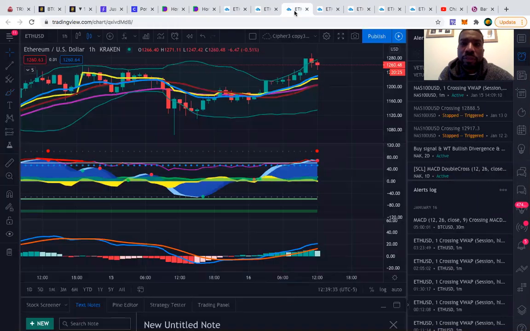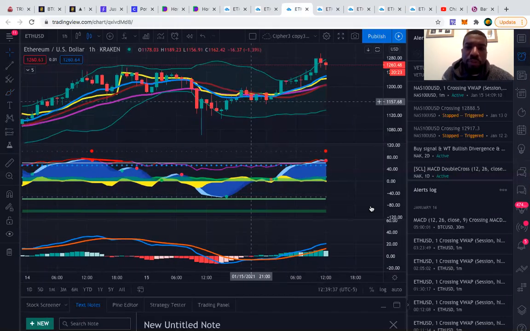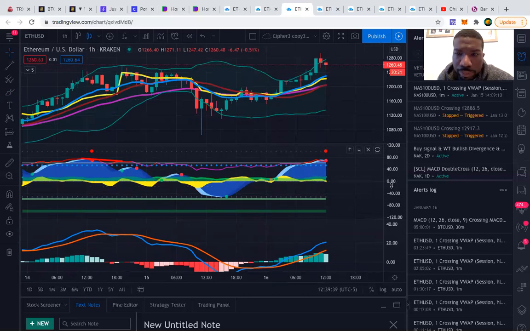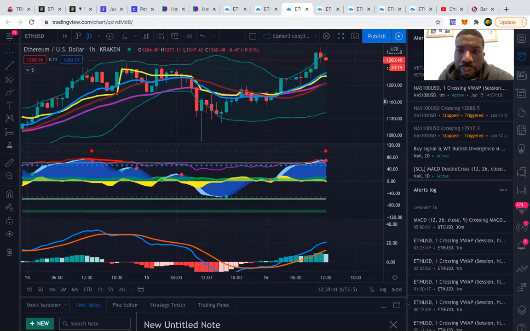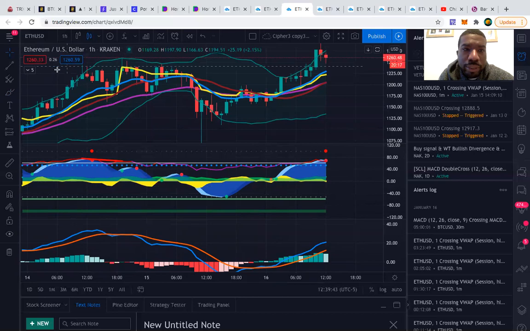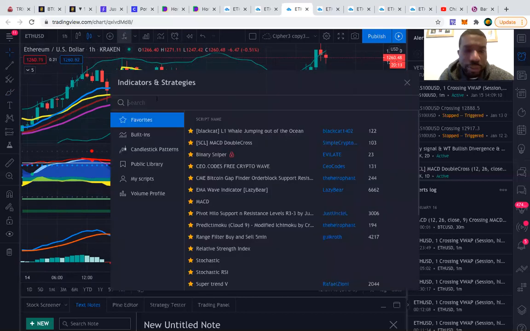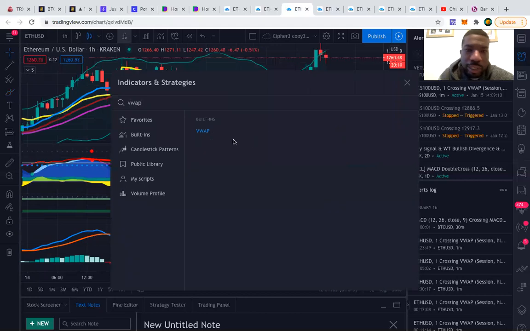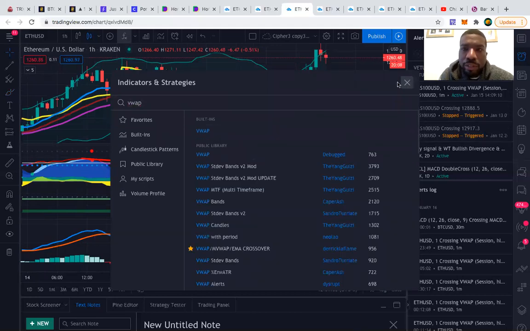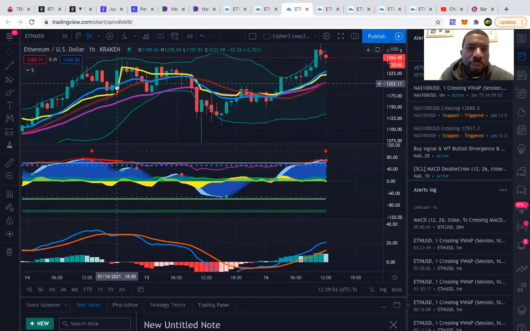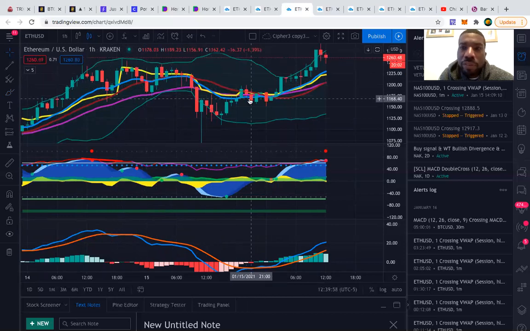Here we go. So this is Ethereum, right? This is what we do here. We have Bollinger Bands. We have something called VWAP. Let me type it up here so you can see. VWAP is here. It's a free indicator. Bollinger Bands comes with the middle of it called the Bollinger Band basis, which is like a moving average.